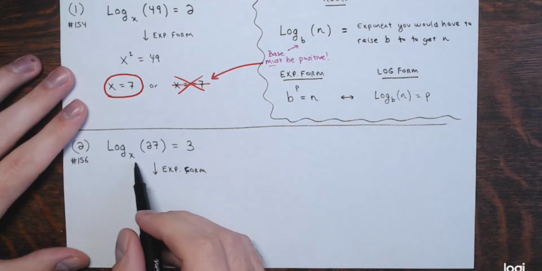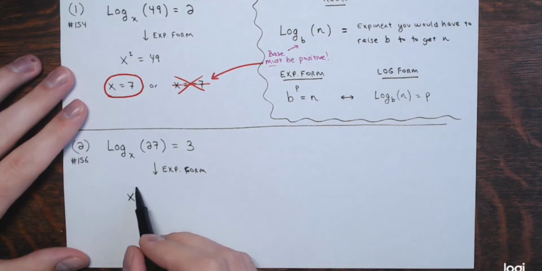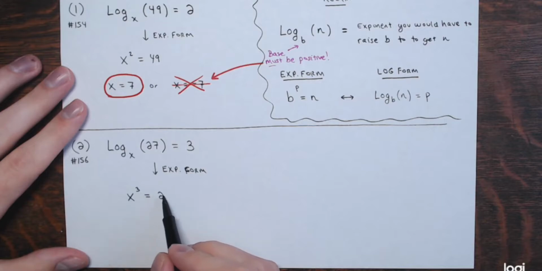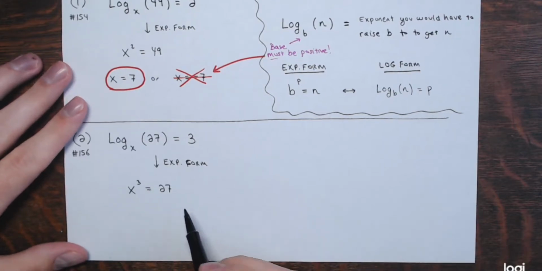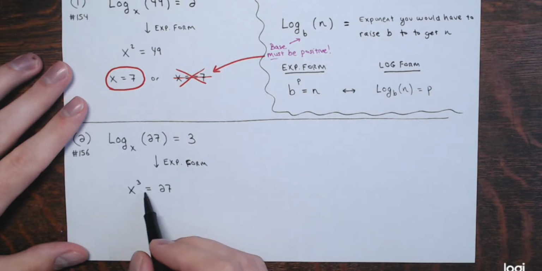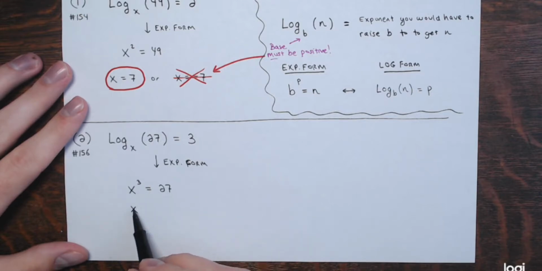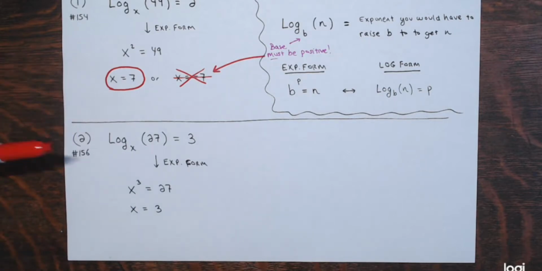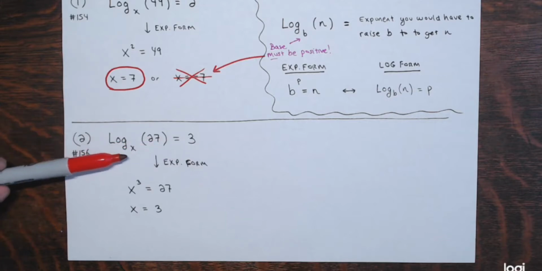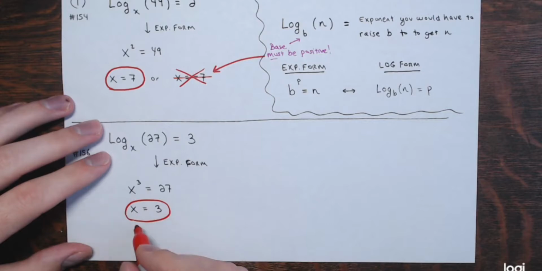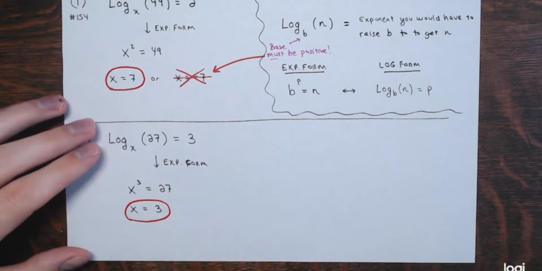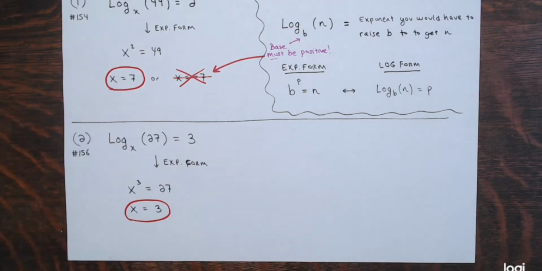That'd be x to the third power equals 27. Right? And then we can solve this equation by taking the cube root of both sides. X would be equal to 3. Right? And check it. Again, the log base 3 of 27 is 3, right? 3 to the third power is 27. That does work. And it's a positive number, right? A positive base. So that's great.